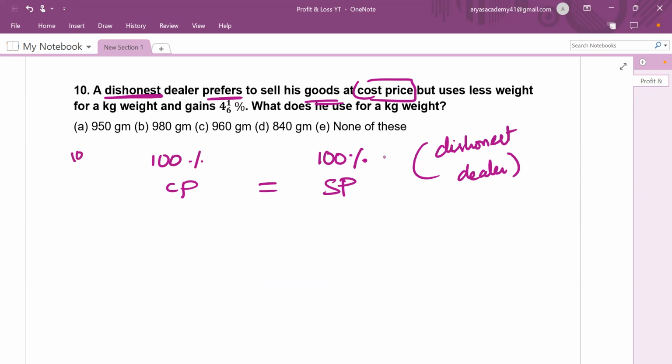Let us suppose that the cost price is 100. He is actually taking 100 only from the customer.